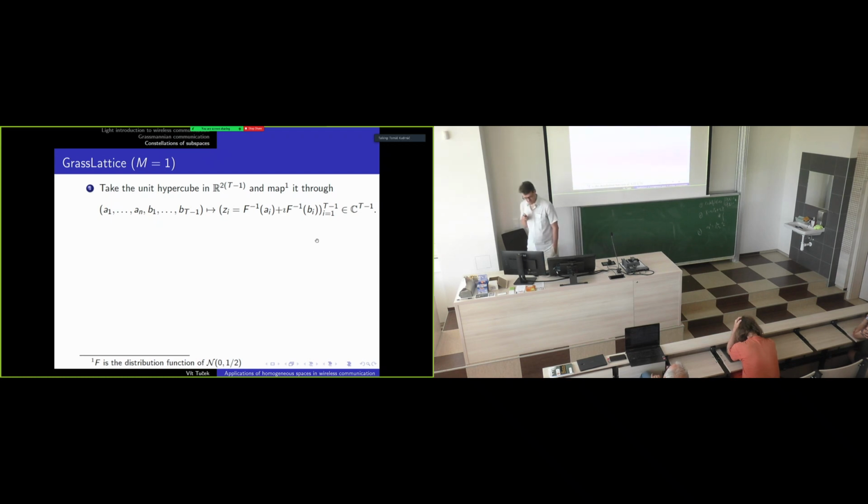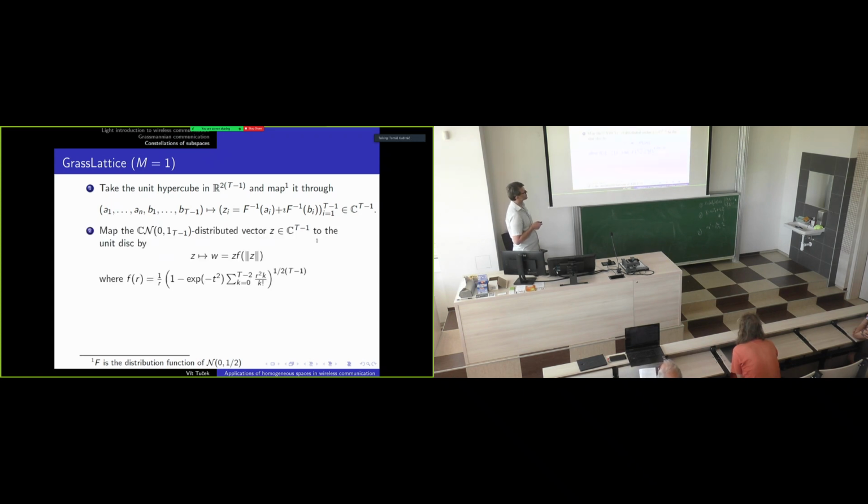Another idea is the following. You basically want to somehow map a lattice of points into the Grassmannian. You remember I showed you this lattice in the beginning. So you want to basically just map this kind of thing to the Grassmannian. So you can use your previous knowledge how to label these sets and so on. So the idea is to take a unit hypercube and first map it to the complex vector space using the inverse of the distribution function. So from uniform distribution in the hypercube, we create a complex normal distribution.